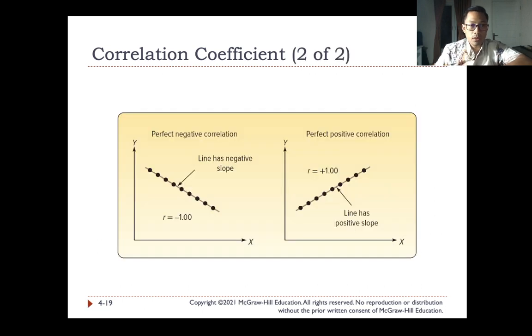Okay, so we have two examples of variables y and x. One has a negative correlation and the other has a positive correlation. The one on the left, with the perfect negative correlation, has a correlation coefficient of -1, and the one on the right has a correlation coefficient of +1.